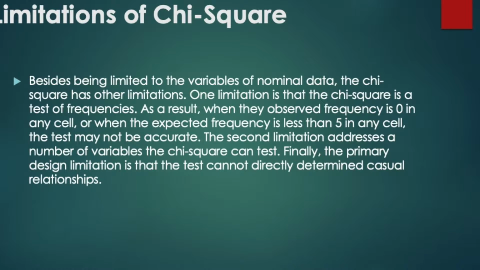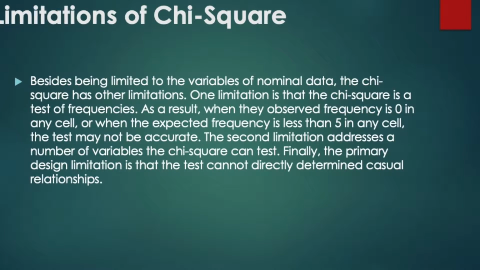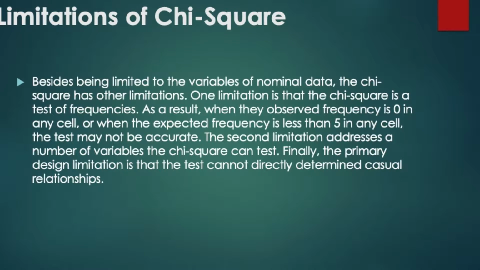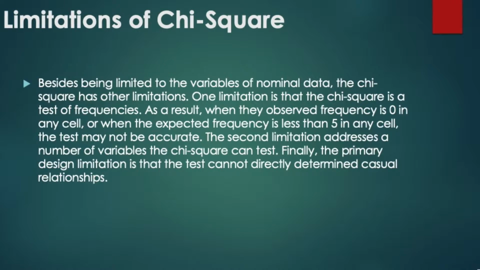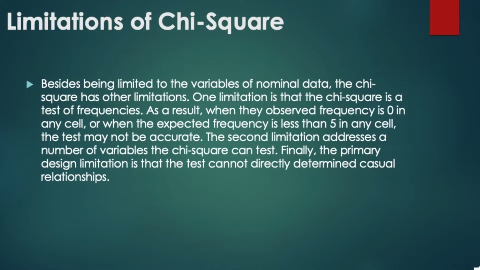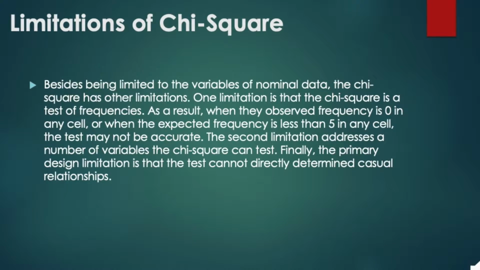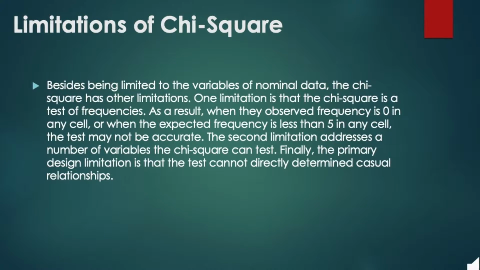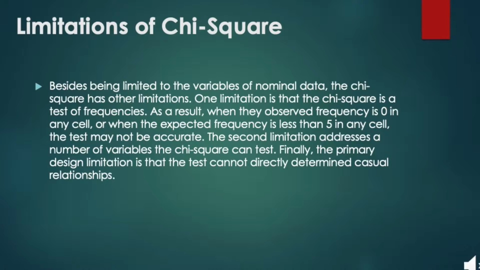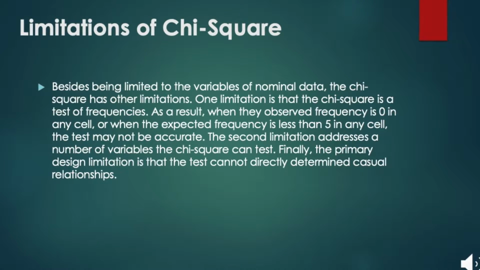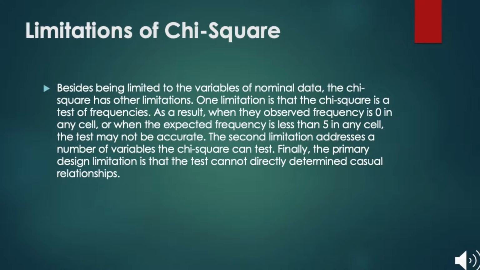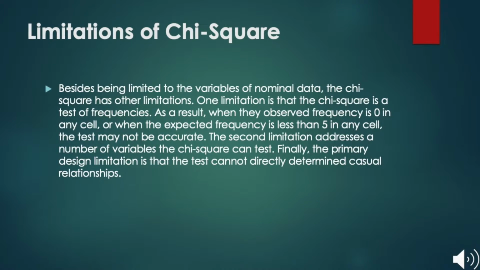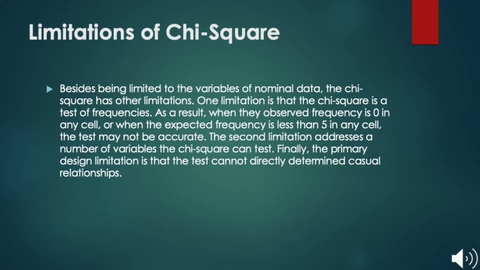Limitations of chi-square. Besides being limited to variables of nominal data, the chi-square has other limitations. One limitation is that the chi-square is a test of frequencies. As a result, when the observed frequency is 0 in any cell, or when the expected frequency is less than 5 in any cell, the test may not be accurate. The second limitation addresses the number of variables the chi-square can test. Finally, the primary design limitation is that the test cannot directly determine causal relationships.